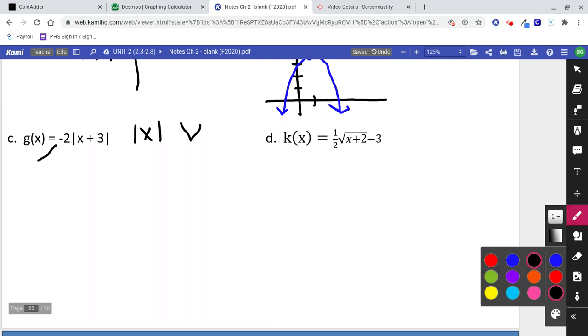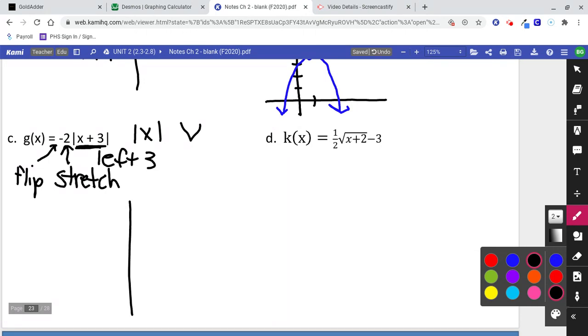So the negative flips it. The 2 stretches it. And the +3, the x +3 says left 3. So it's a V shape. It's flipped and stretched and moved to the left 3. So that means I know the vertex of that V shape is at -3, 0.